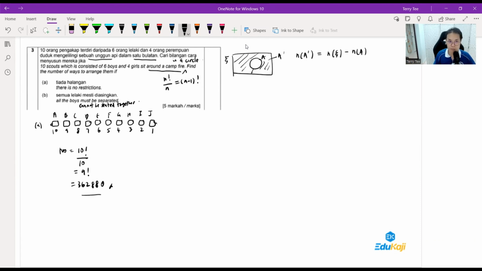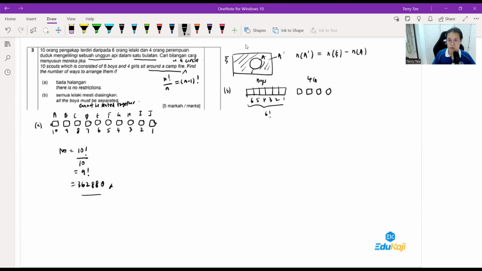This represents total. So for part B, let's find out how many ways you can put the boys together. Since there are 6 boys, 1, 2, 3, 4, 5, 6, we tie the boys together as a block. So there are 6, 5, 4, 3, 2, 1, or 6 factorial ways to arrange the boys. Now I still have 4 more girls.